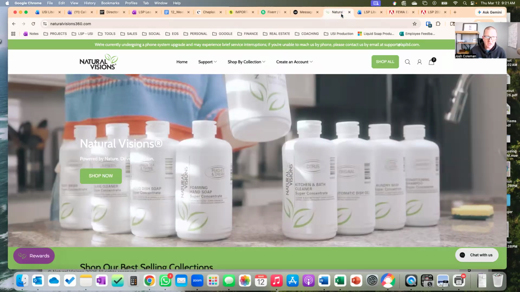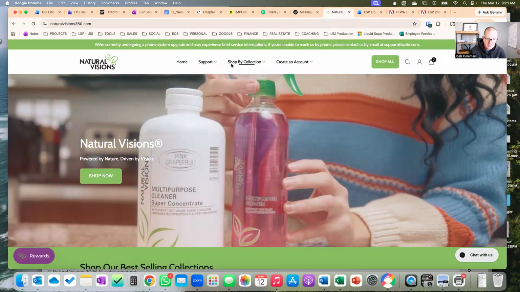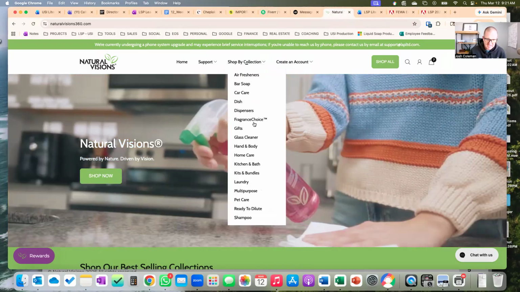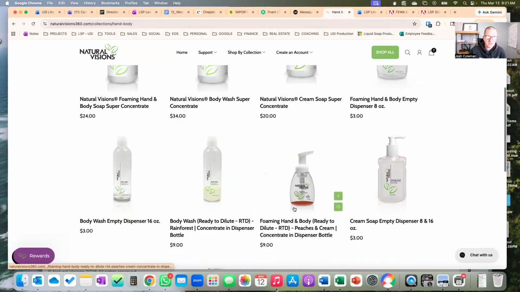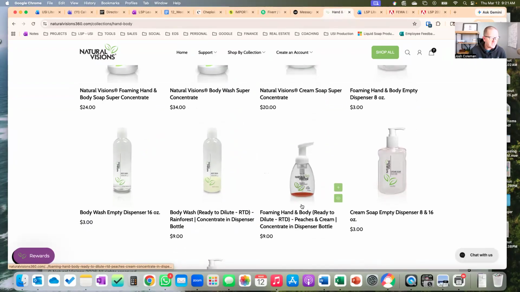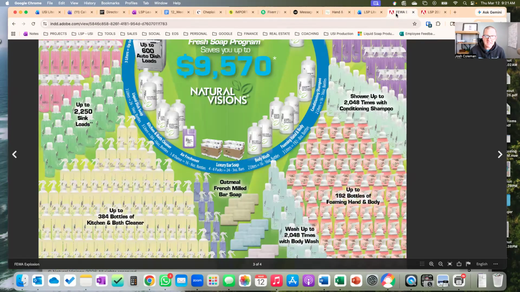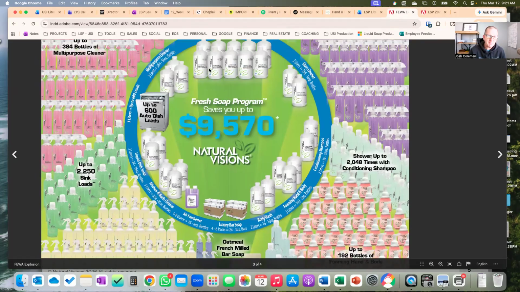Well, in our case, I want to jump to this for a second. If we go to our website, which is naturalvisions360.com, and we look at that bottle of soap, we charge $9 for this bottle of soap. Now that's in comparison to what you would spend for the quality of product that we offer and we manufacture in any other retailer across the country, right? But going back to the explosion brochure, that's how we come up with this value.